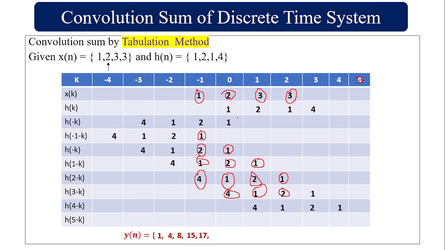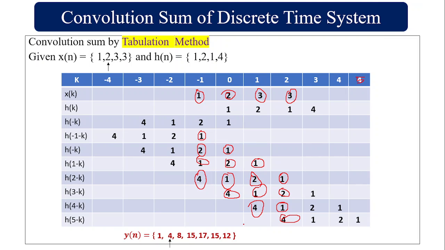Then I'll be getting your h of 4 minus k. So then multiply this one. So 4 into 3, then 1 into 3, then the remaining 2 is going to be 0. So it's 15. So the last one, to get your y of 5, I'll be multiplying h of 5 with your x of k. So 4 into 3 is going to be 12.